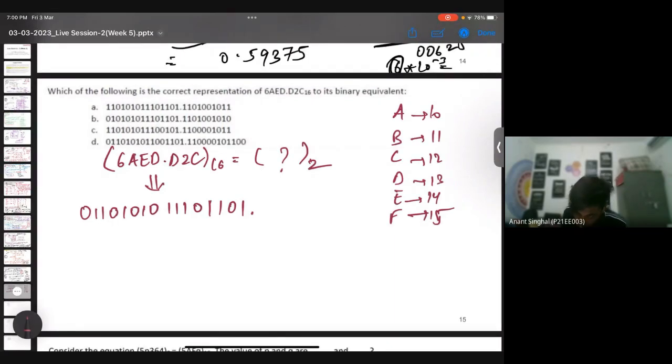So I guess all the options. So 110. Okay, so this option is eliminated. And then 110, 110, 010, then 1110, and then 110, and then 1101.